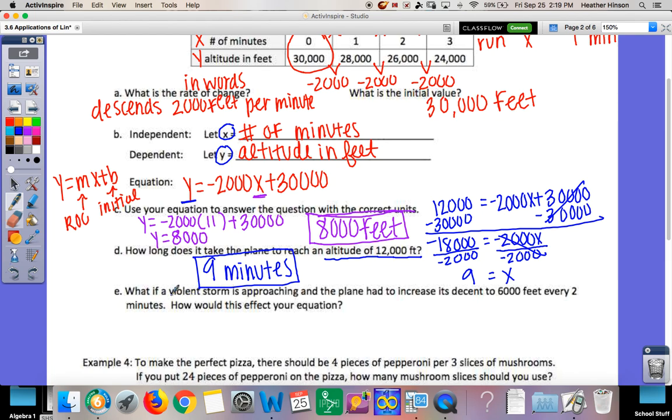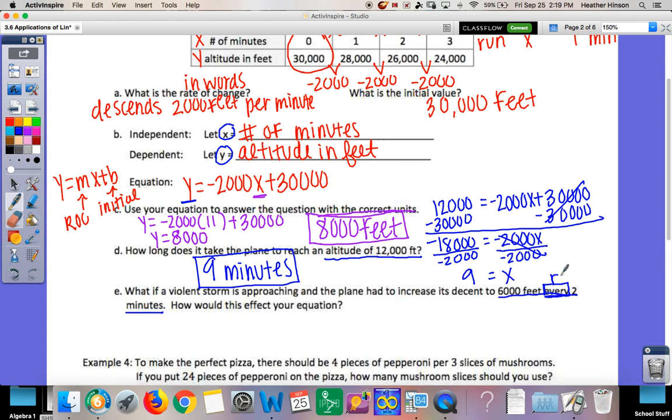Okay, for E, what if a violent storm is approaching and the plane has to increase its descent to 6,000 feet every 2 minutes? How would this affect your equation? The first thing you have to think about when you're looking at this is what is this number? 6,000 feet every 2 minutes. Is it a rate of change? Does it have a rate word? Or is it an initial value? Is that where they're starting? Well, this one has a rate word. It has the word every.